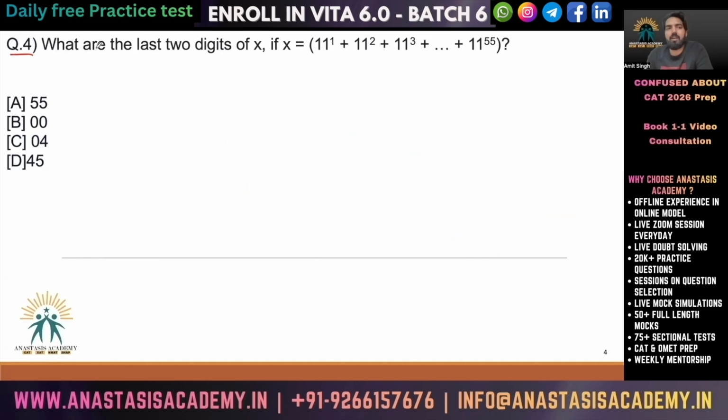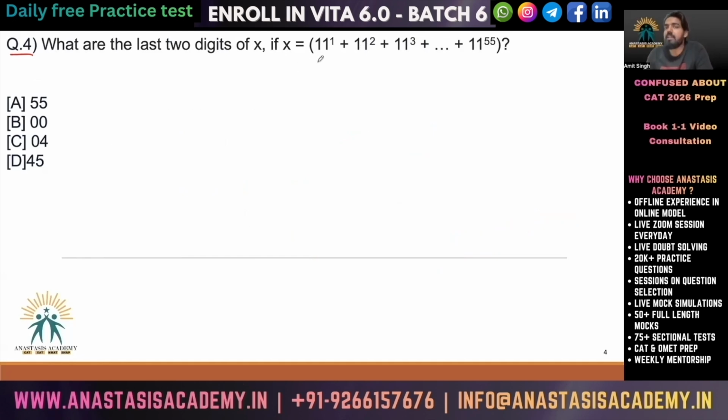Let's look at this question now. What are the last two digits of x if x is equal to 11 raised to the power 1 plus 11 square plus 11 cube and so on till 11 raised to the power 55? Okay, so we have to find the last two digits.